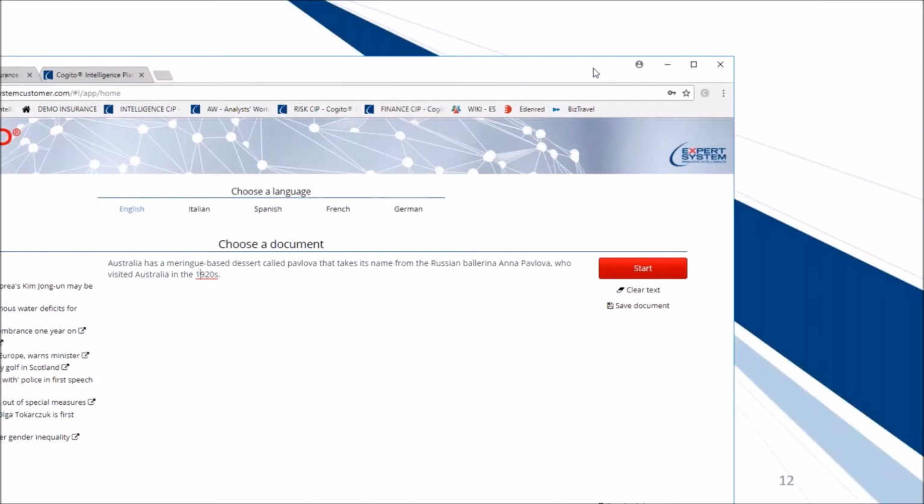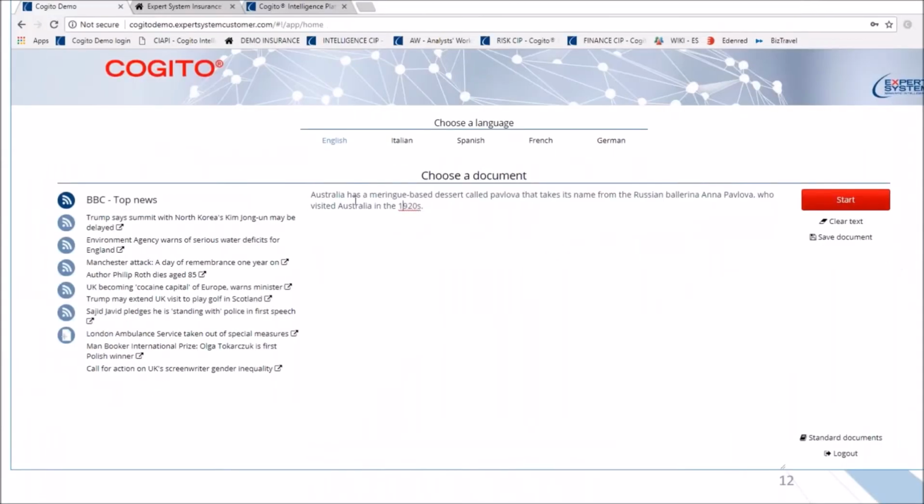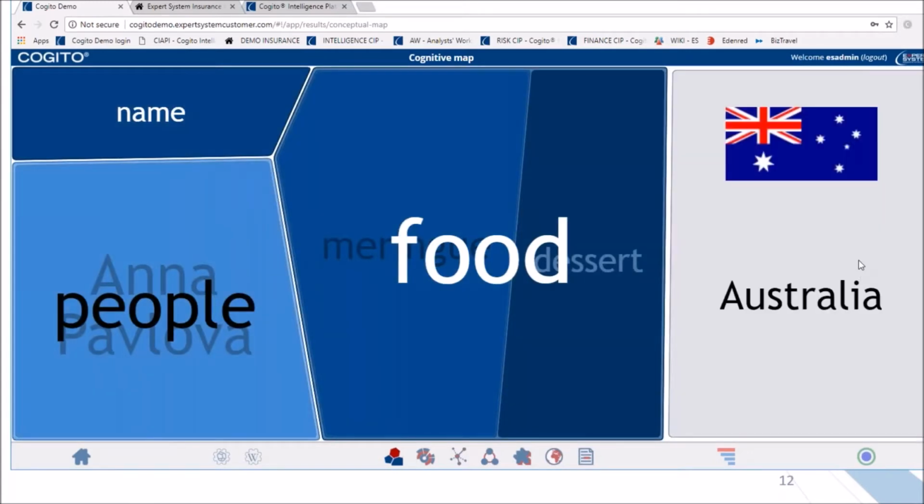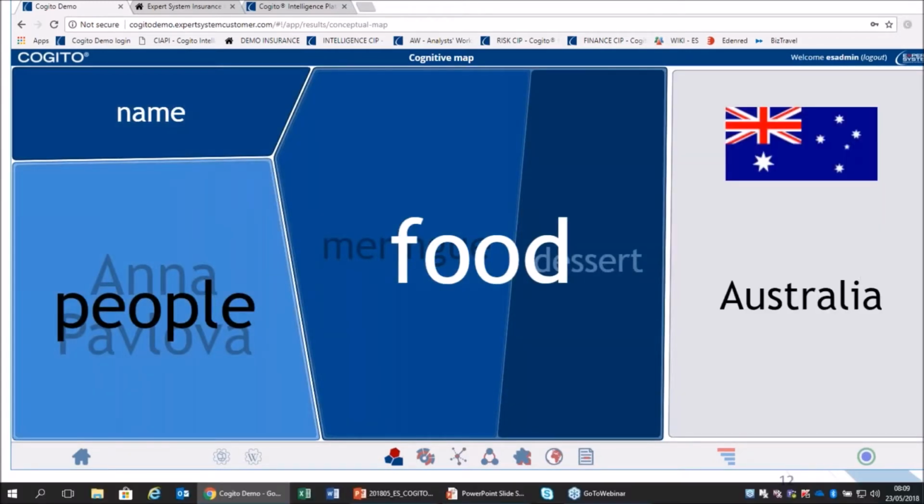So if I write a sentence like: Australia has a meringue-based dessert called pavlova that takes its name from the Russian ballerina Anna Pavlova, who visited Australia in the 1920s. If I run Cogito, first of all, I'm able to obtain a cognitive map. So I'm able to have a structured representation of my previous sentence.